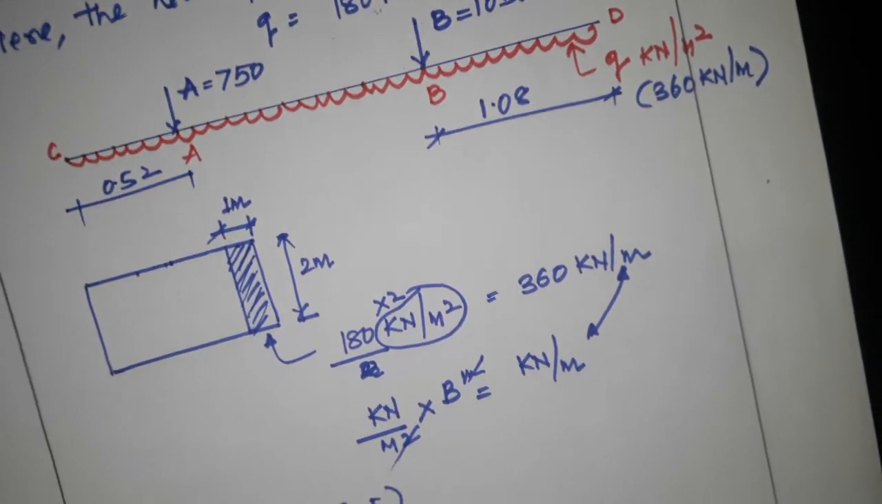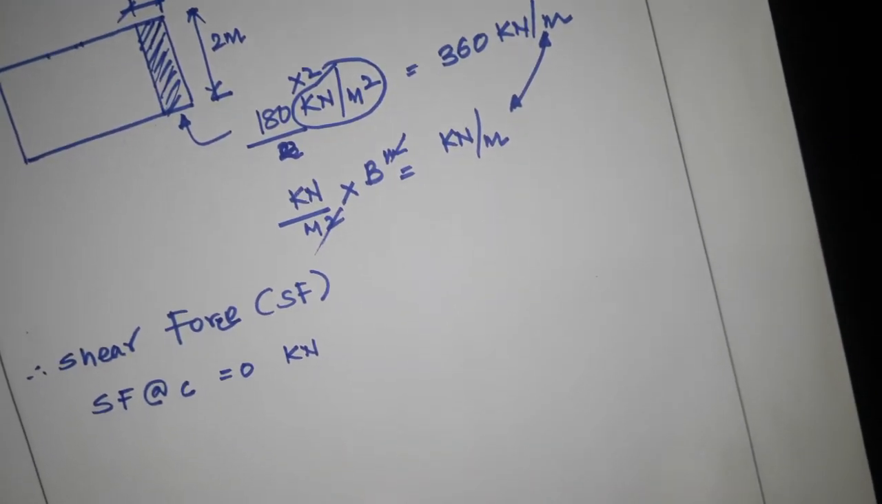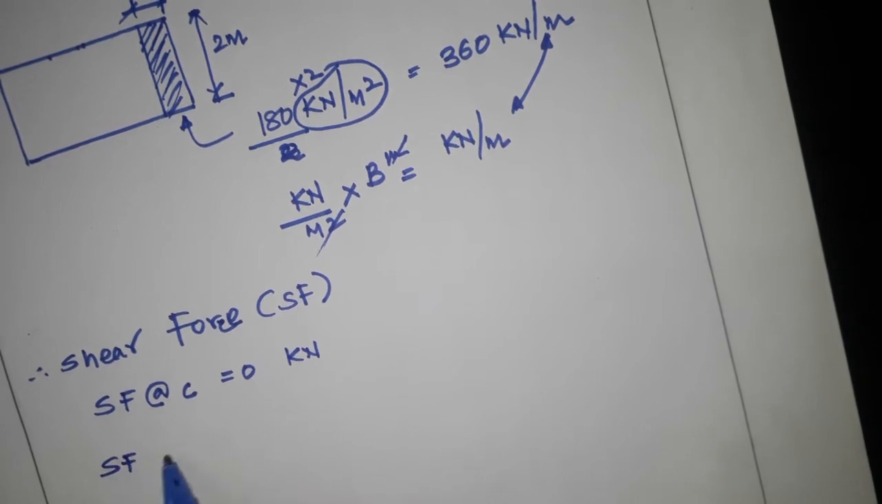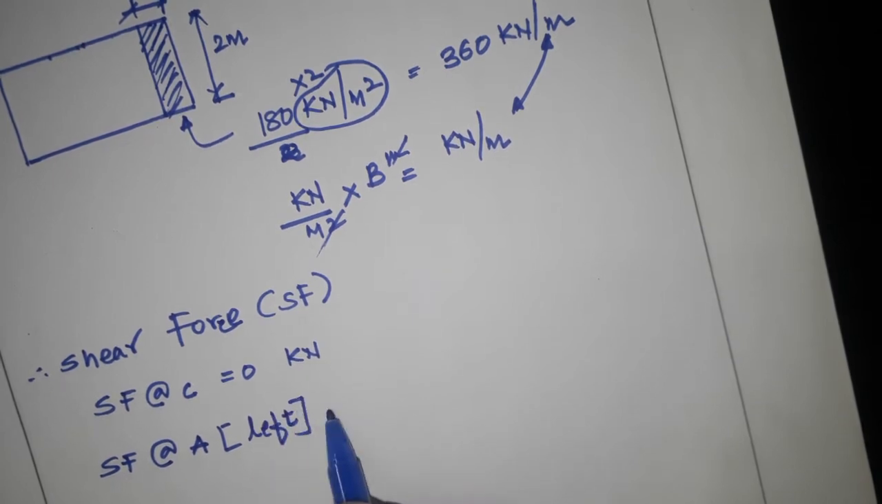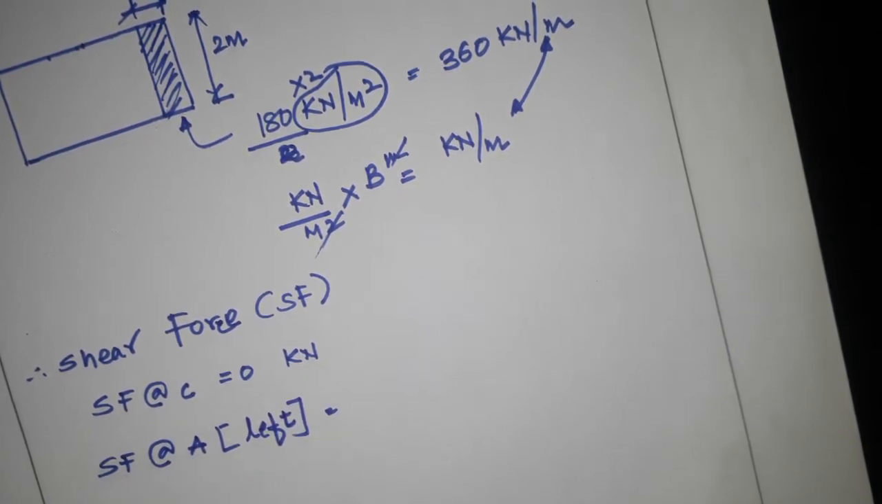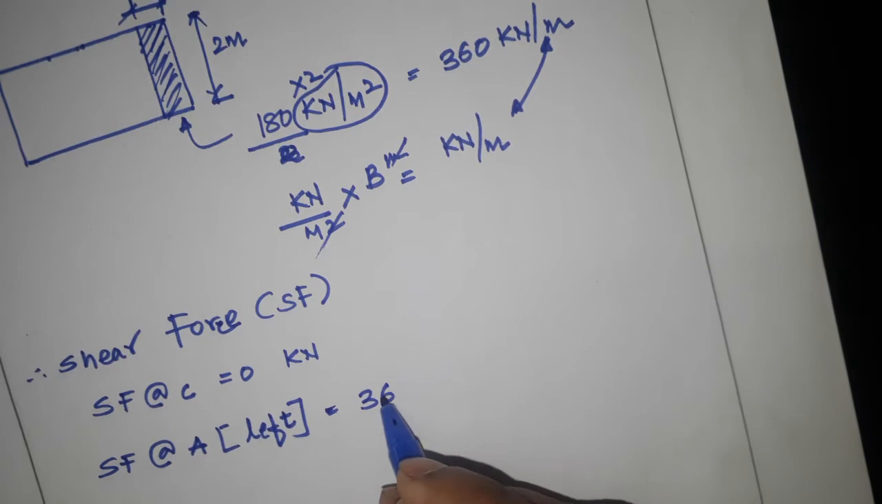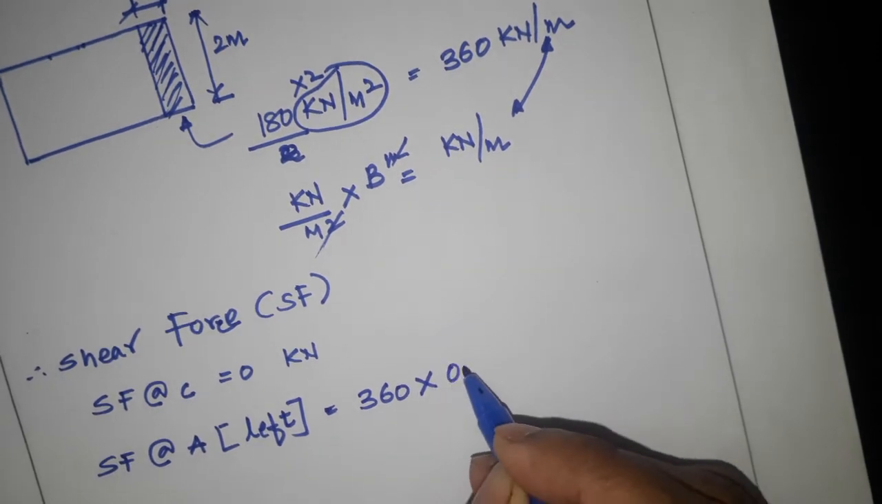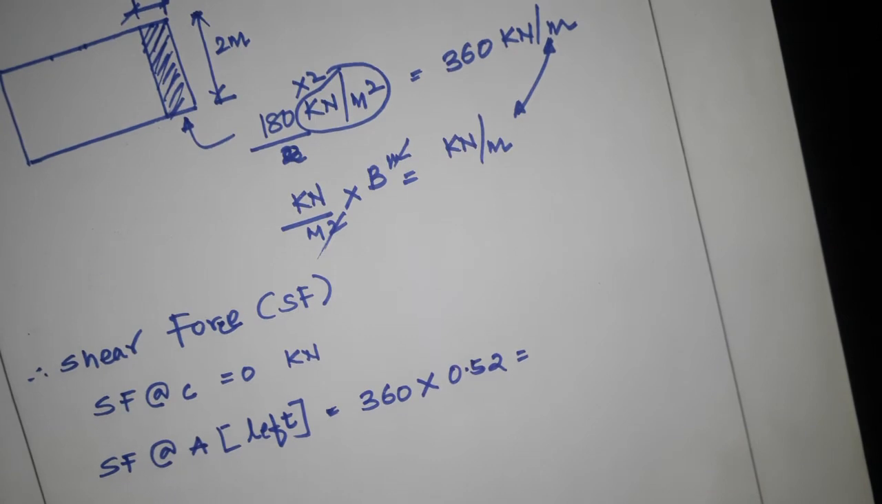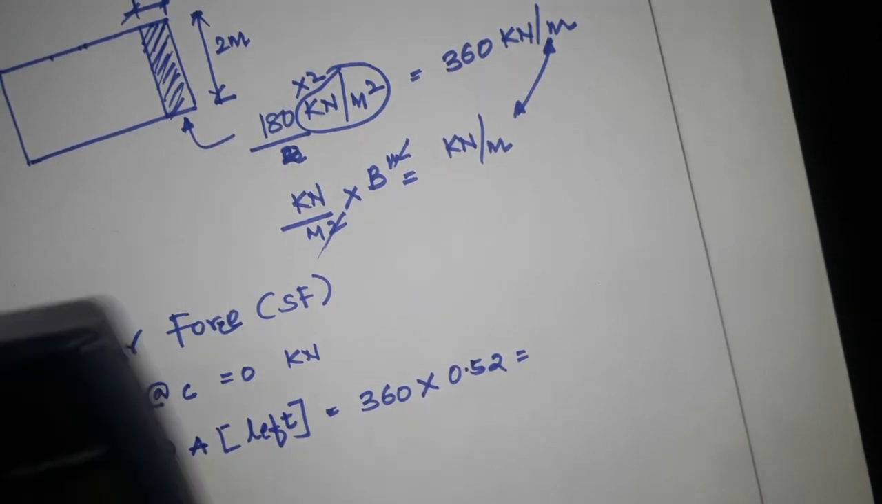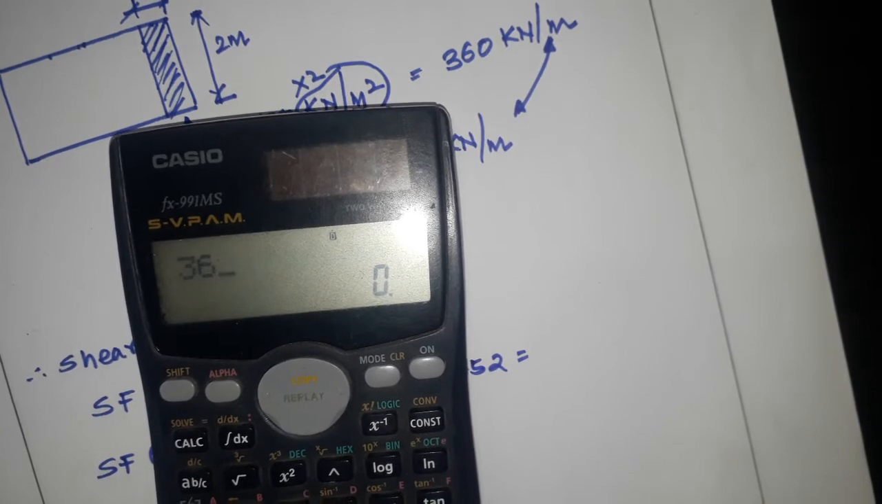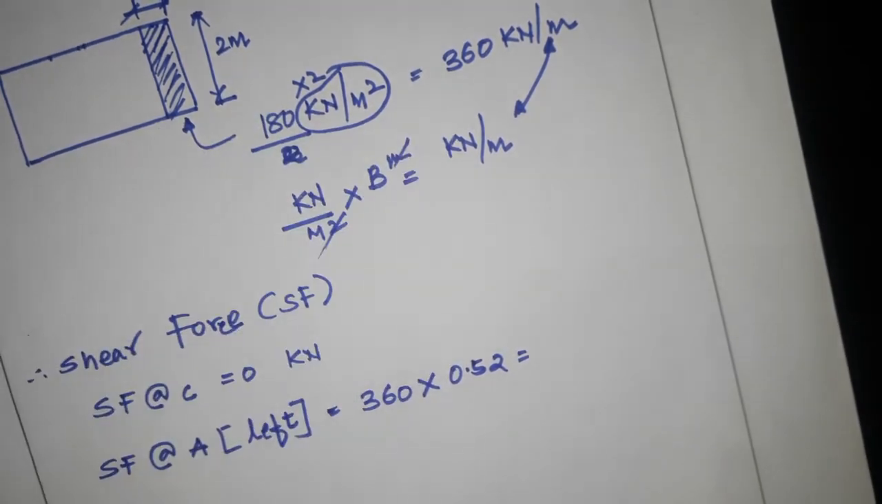Then next is shear force at A, left of A. That is because the load is 360 and the distance is 0.52. Okay, 360 into 0.52. So you'll get 187.2 kilonewton.